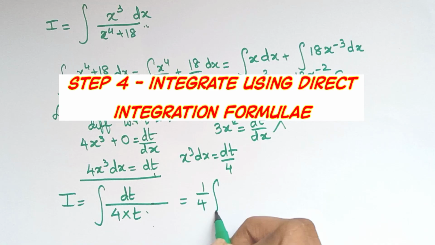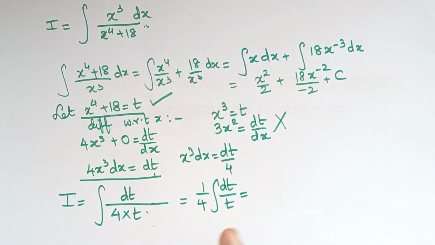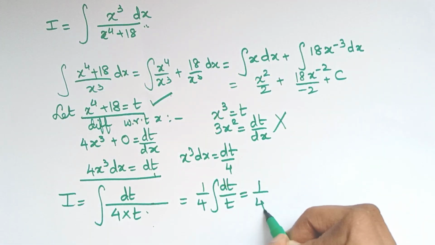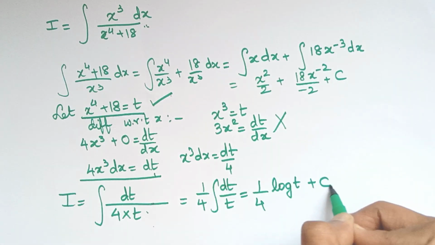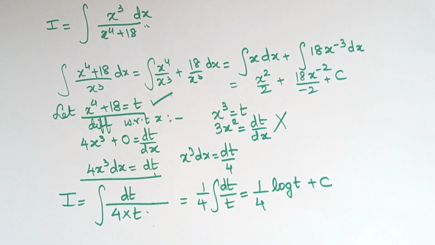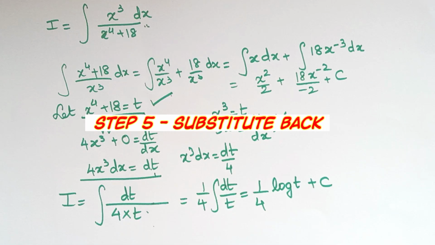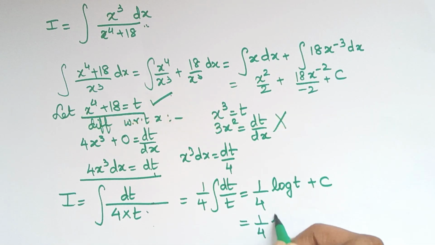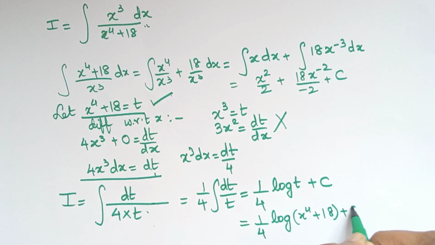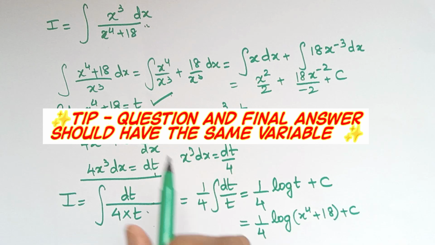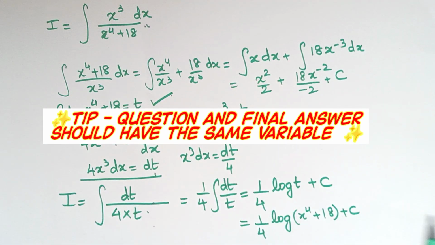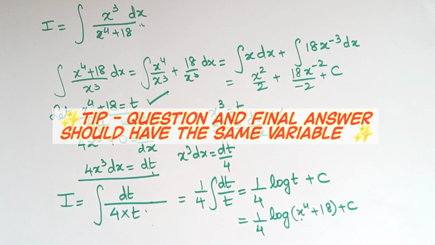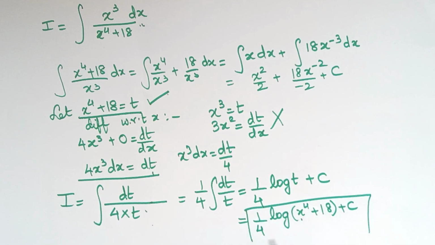So I'll take the 1 by 4 outside. Now what is integral of dt by t? Yes, it is log t plus c, where c is a constant. Now the next step, friends, is to always substitute back the value of t. So 1 by 4 into log of x raised to 4 plus 18 plus c. An important tip is whatever variable we started with, our answer should also have the same variable. So this is the final answer, friends. This is how integration by substitution works.